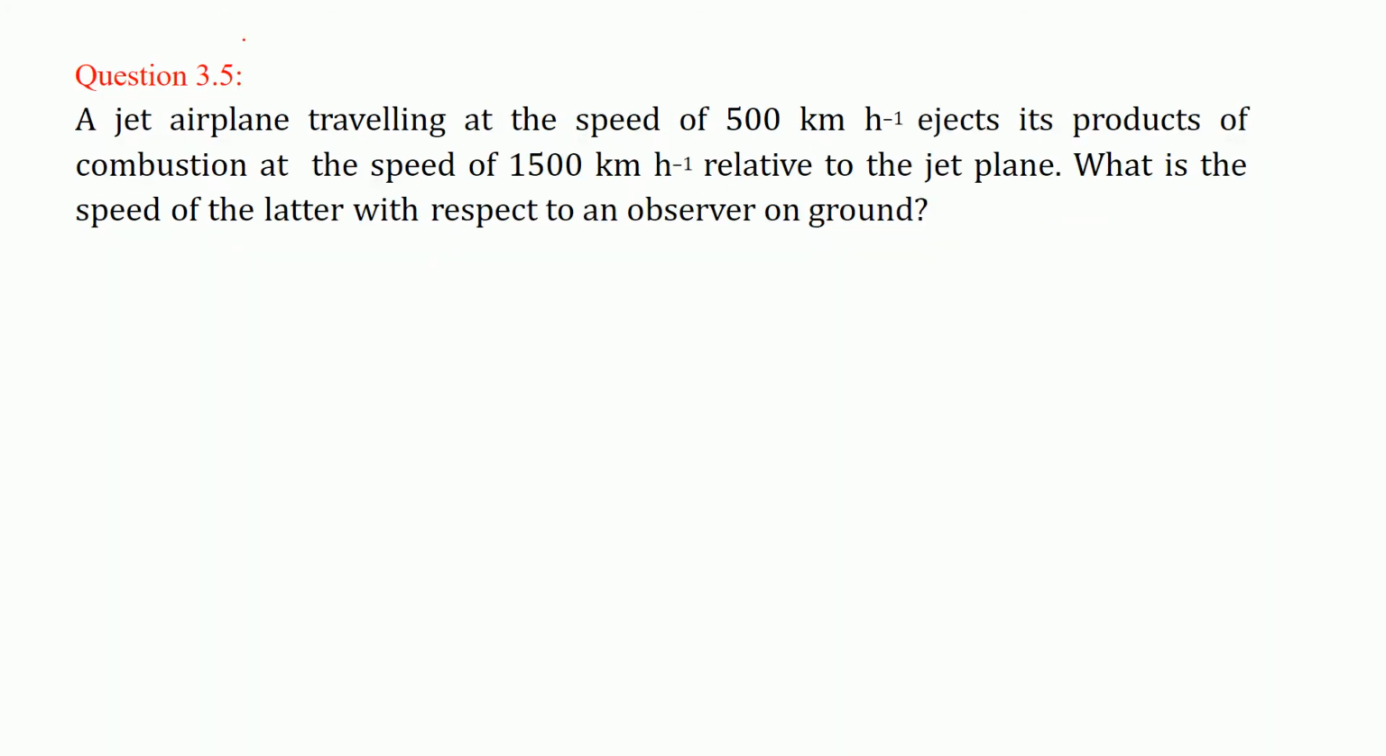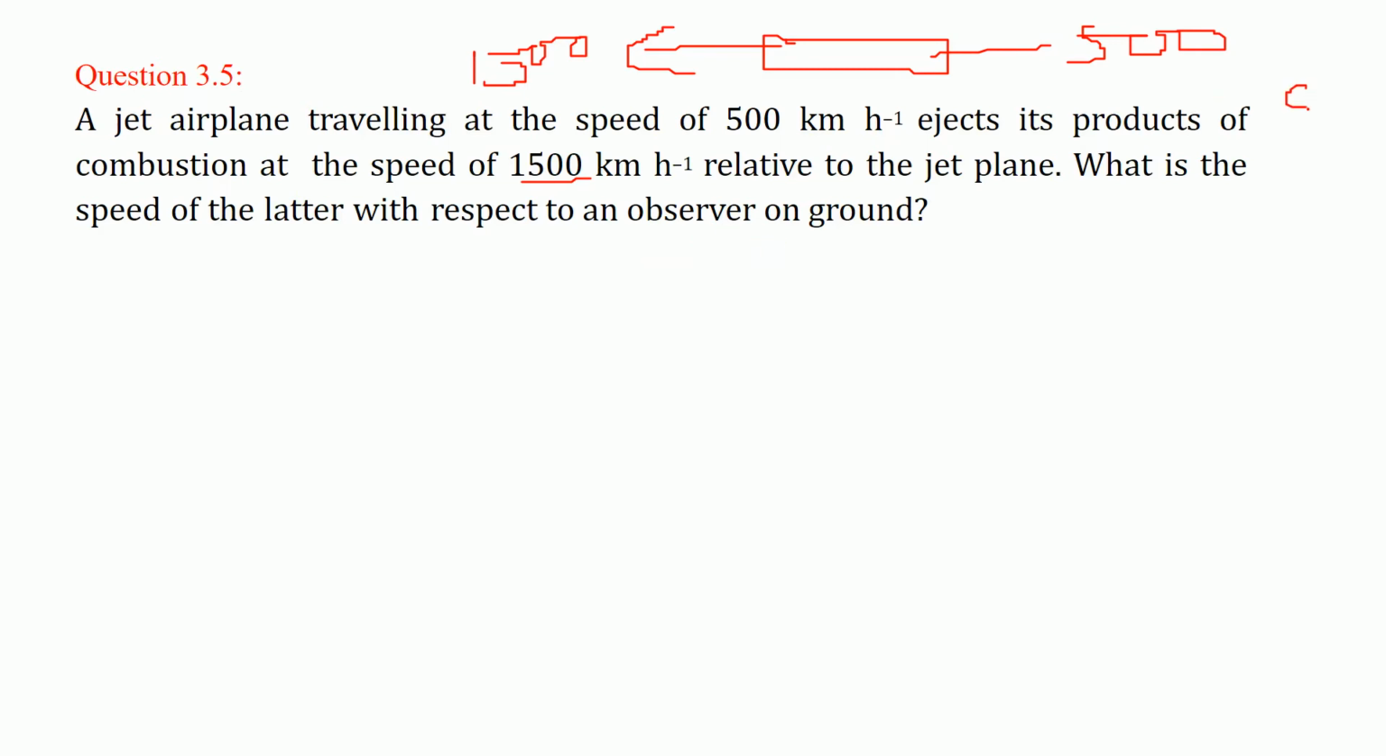A jet airplane traveling at a speed of 500 km an hour ejects its products of combustion at the rate of 1500 km an hour relative to the jet plane. So if the jet plane is moving like this, because the speed of the jet plane is 500, it ejects the combustion, you can say the smoke coming out of it. It is 1500 km an hour. What is the speed of the latter with respect to an observer on the ground?